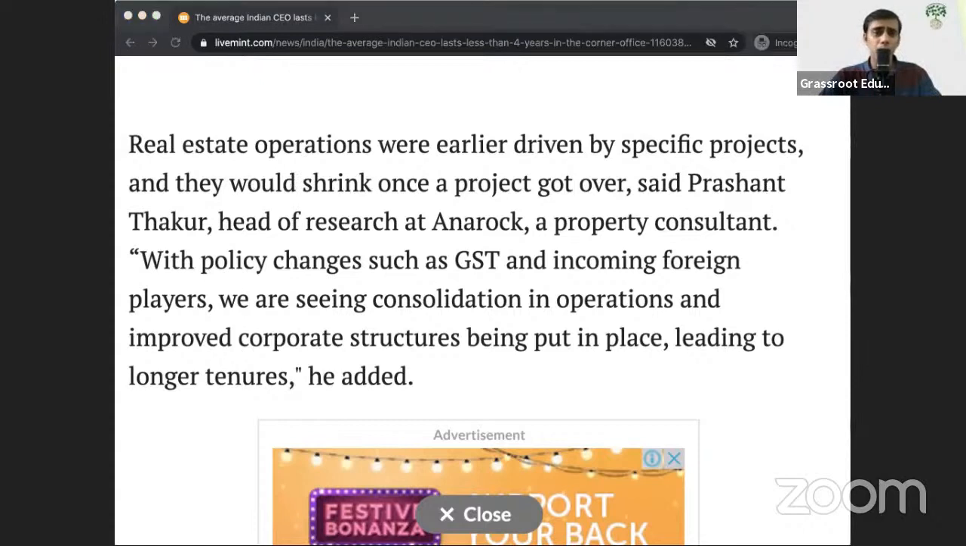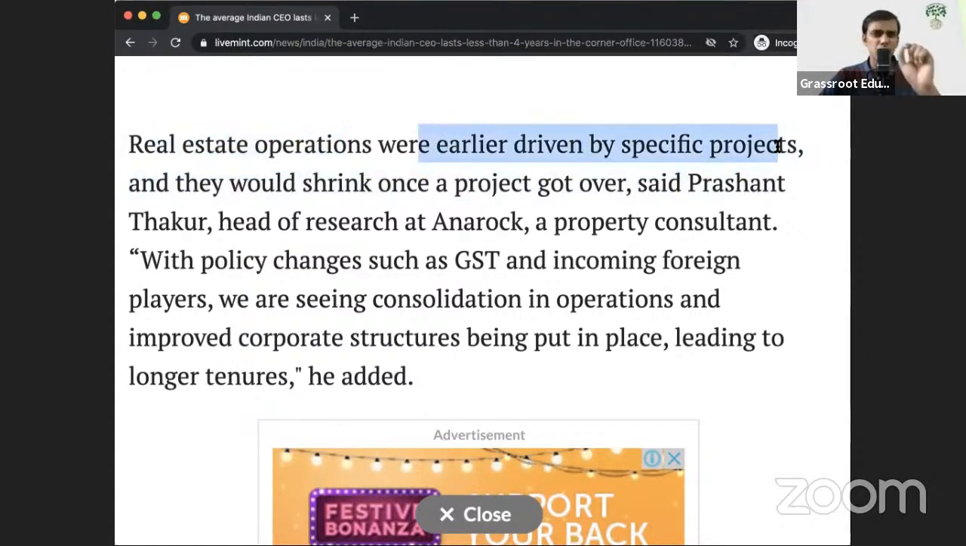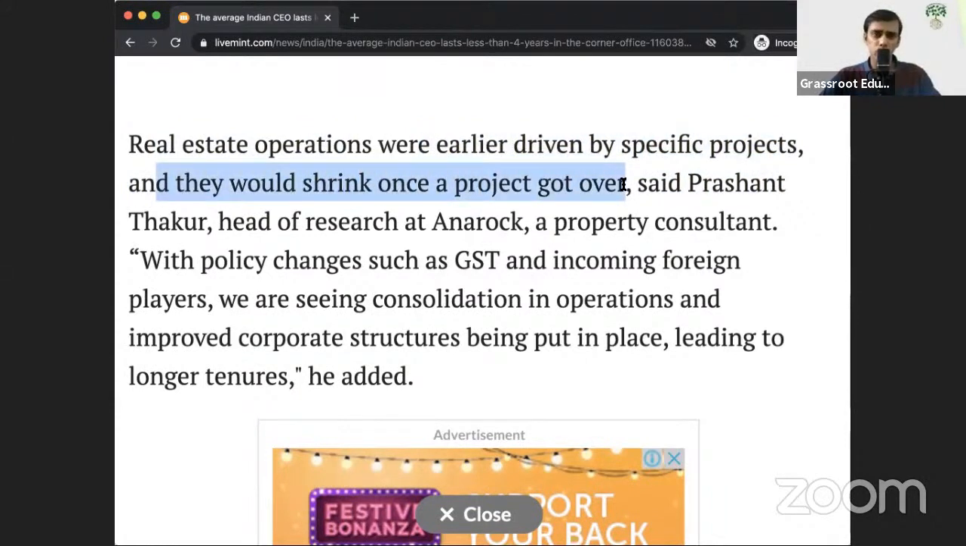Okay, going ahead. Real estate operations were earlier driven by specific projects, and they would shrink once a project got over. Okay, so what is the meaning? Real estate operations were earlier driven by specific projects, which means suddenly you have to build a lot of buildings. But what after those are done? Then what you would do? So the operations would shrink. You don't need so many people and so on.